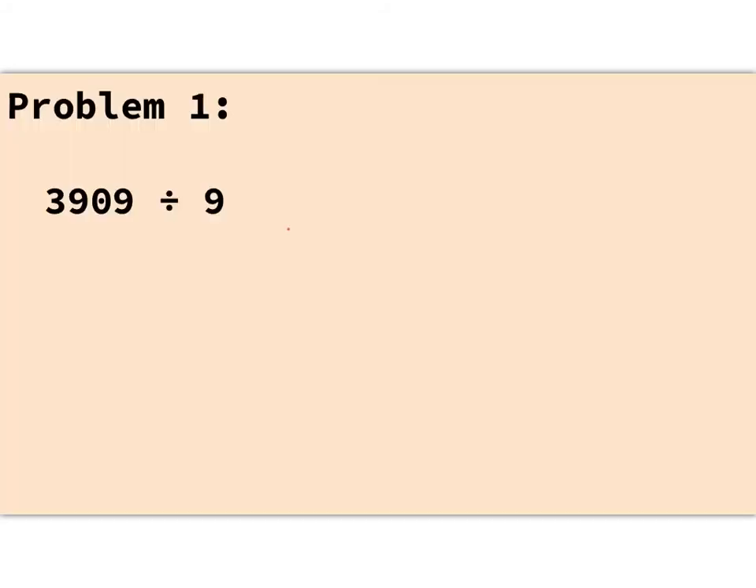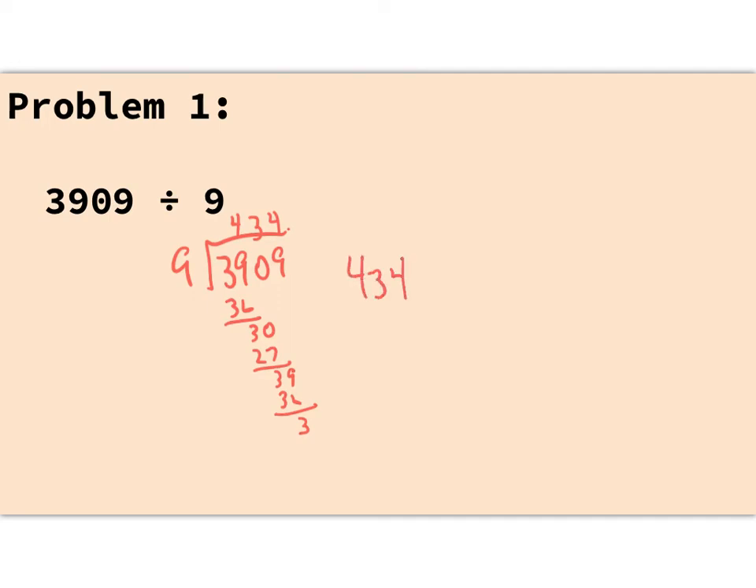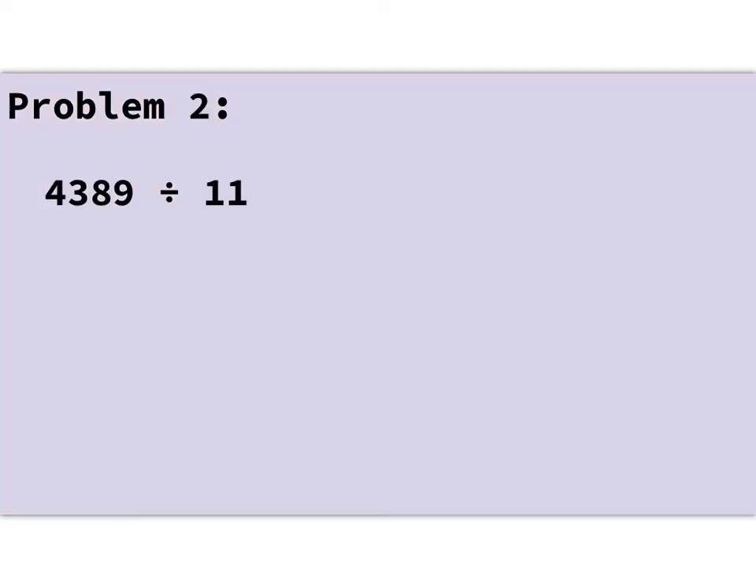Okay, first problem. Set it up in the house form. So 434 is our final answer, and we have 3 left over, so we write 434 with a remainder of 3. For our next problem, 11 is the divisor.